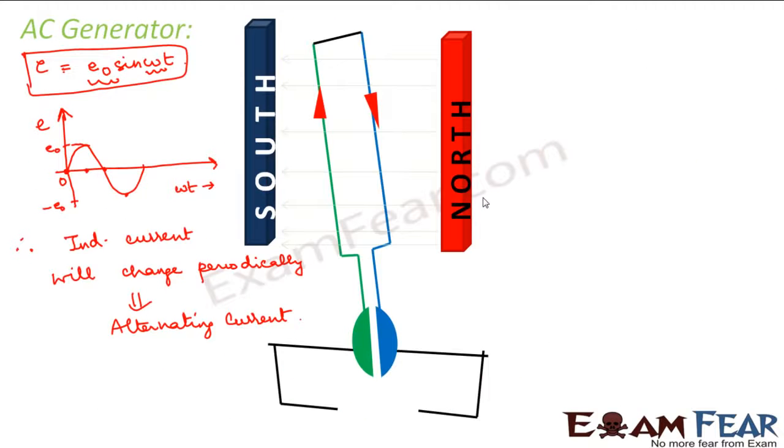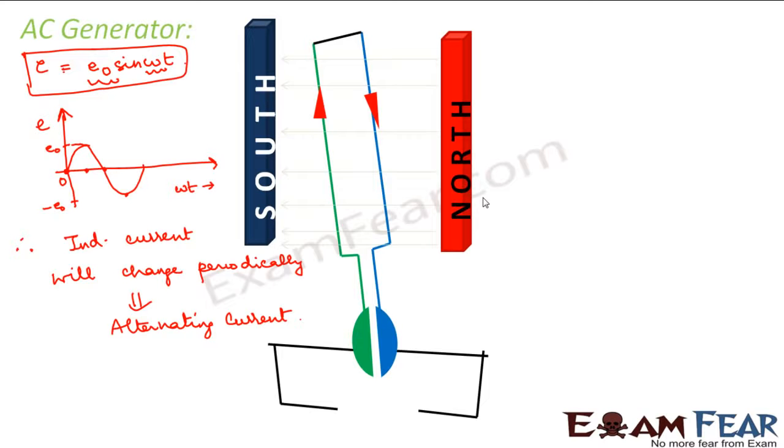see that the induced EMF is a sine function. That means it changes periodically. It changes between one maximum and one minimum value. Therefore, the corresponding current will also vary between a maximum and minimum value. That is an alternating current. So, with the help of this instrument, you are able to convert mechanical energy into alternating current, that is electrical energy. So, this is how an AC generator works.